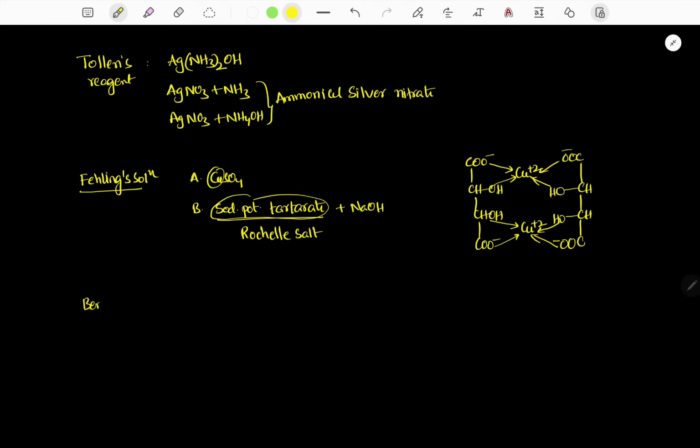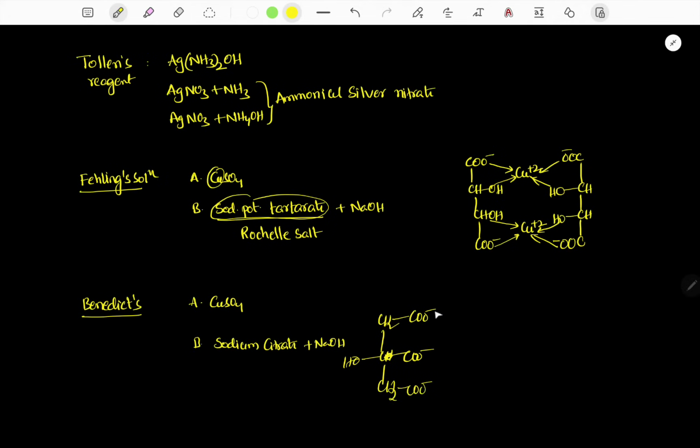Next, Benedict solution. Benedict solution A, CuSO4. Benedict solution B, sodium citrate plus NaOH. So sodium citrate is COO minus CH2, C(OH) COO minus, and CH2 COO minus. It is a citric acid derivative.